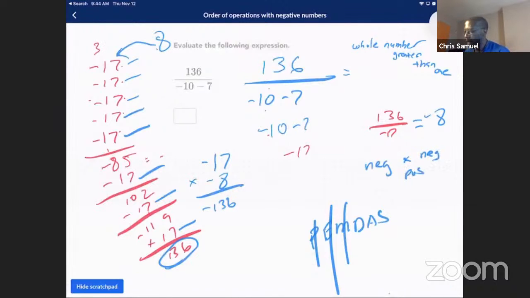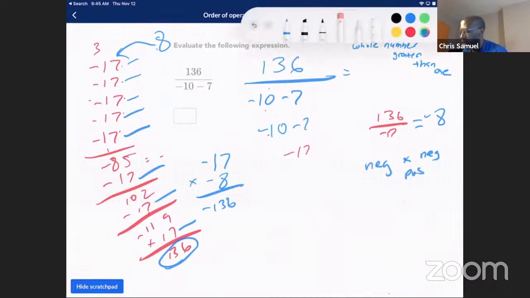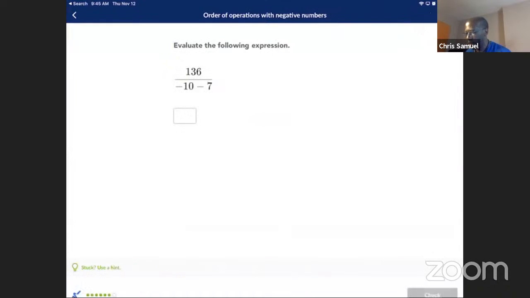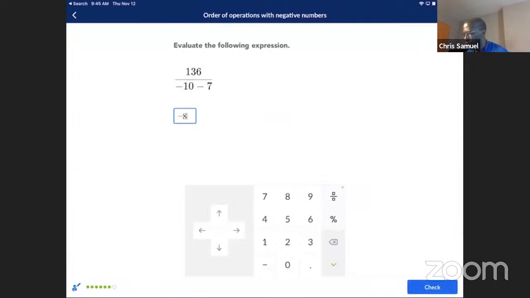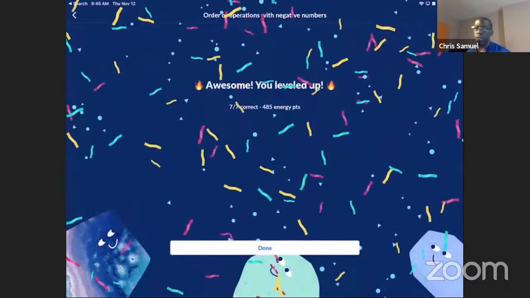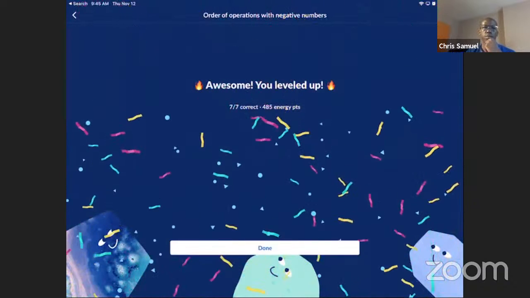So now that we have that, we can go ahead and look at this expression now like this, 136 over negative 17. Because this is actually what we're seeing. The parentheses go first, because this has to have the parentheses downstairs. So we'll just say negative 8. There we go. So make sure you pay attention to those types of rules and understanding.